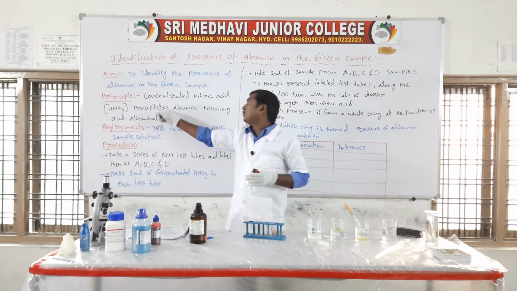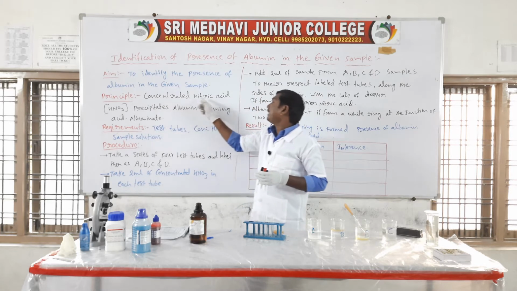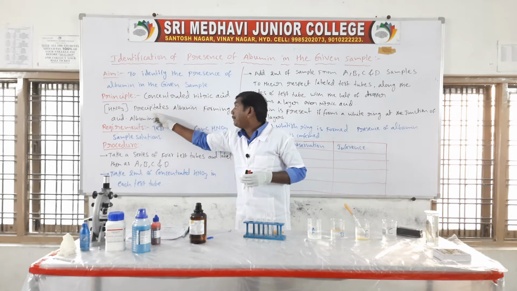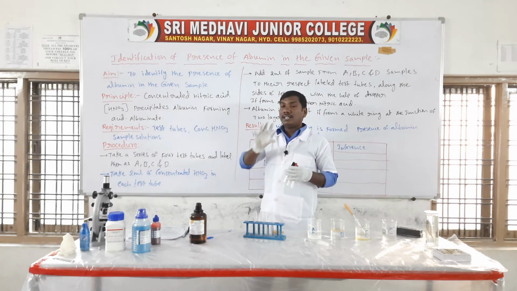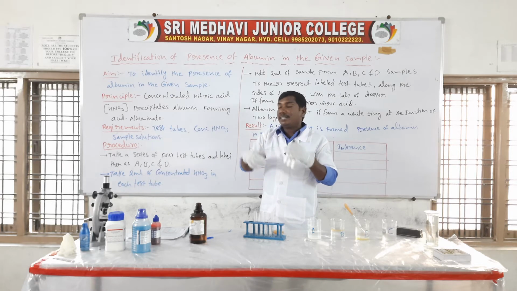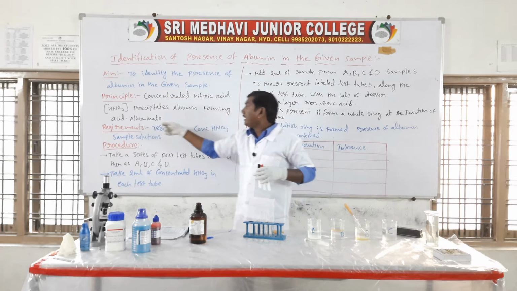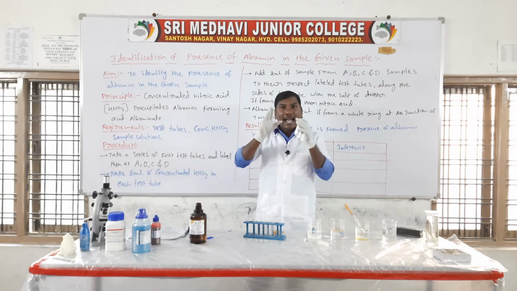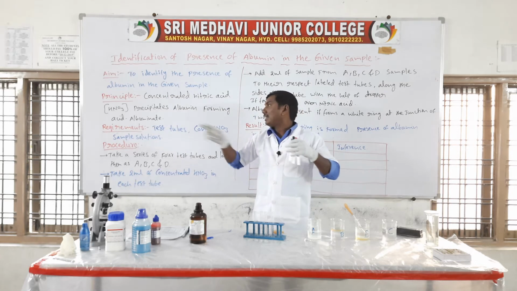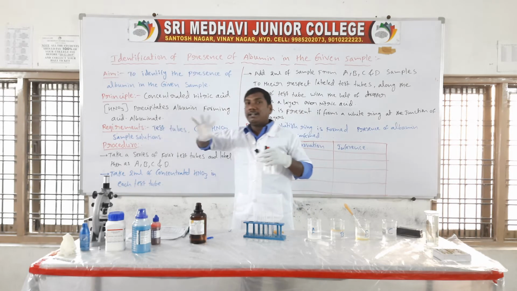Next, the principle. Concentrated nitric acid precipitates albumin, forming acid albuminate. When the acid and albumin mix, acid albuminate is formed.